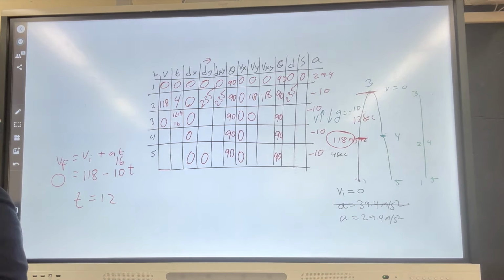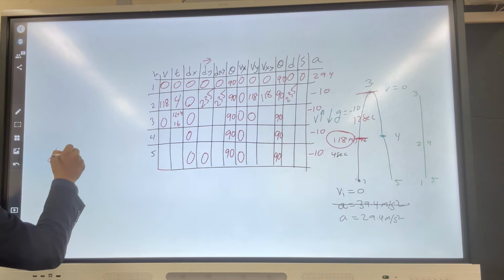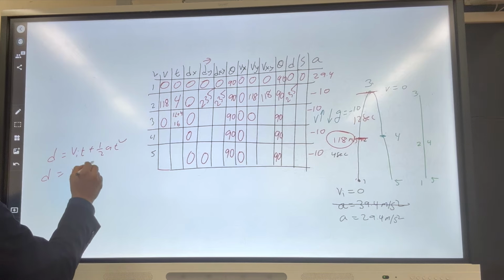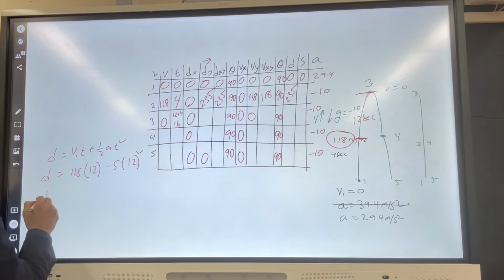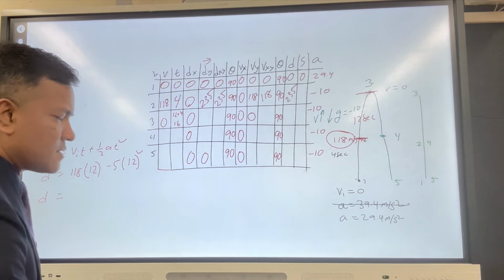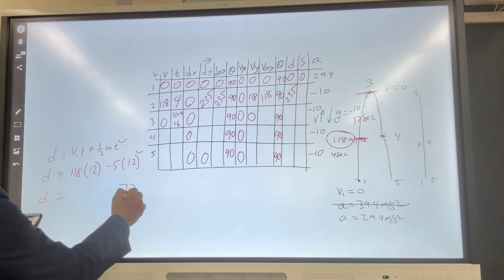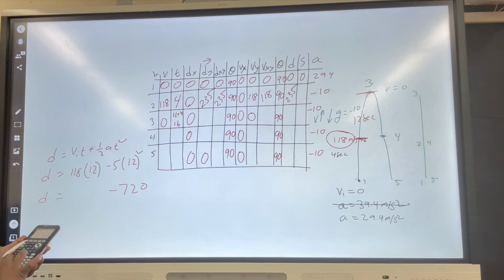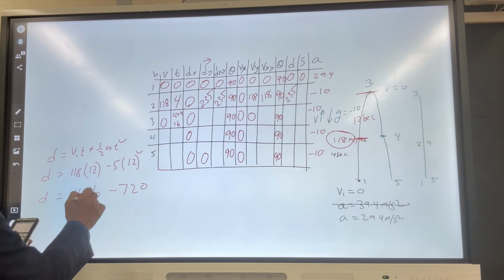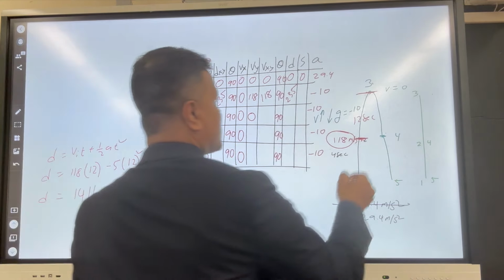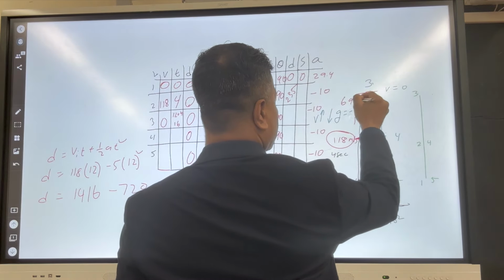All right, what is dy? Let's find dy quickly. d is equal to vit plus half at squared. At location 3, vi is 118, so 118 times 12 minus 5 times 12 squared. 5 times 144 is 720. 118 times 12 is 1416. Minus 720, that's 696. So from 2 to 3 it is 696 meters.